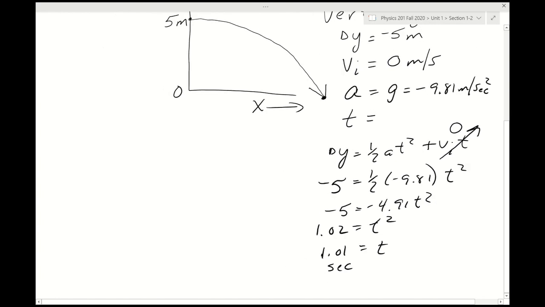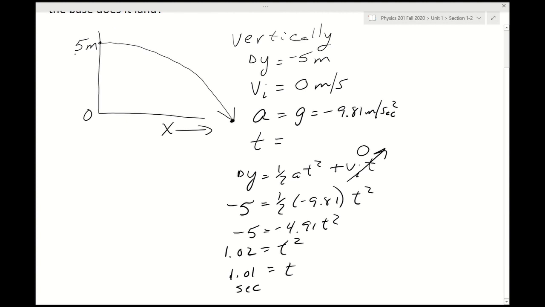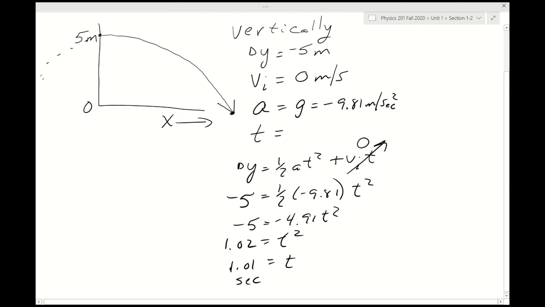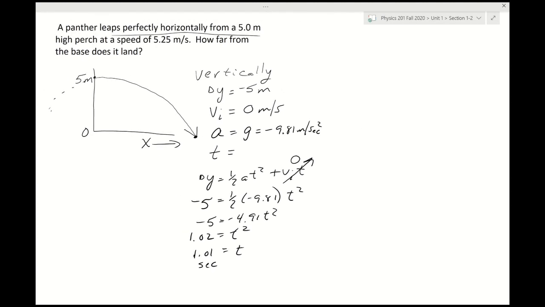Now, some folks may be wondering, well, wait, shouldn't this be plus or minus? Well, if we consider something going up and coming down, the full parabola would have an x-intercept at the point of negative 1.01, but that happened before, and it's really not part of this problem. This is really just half that parabola.